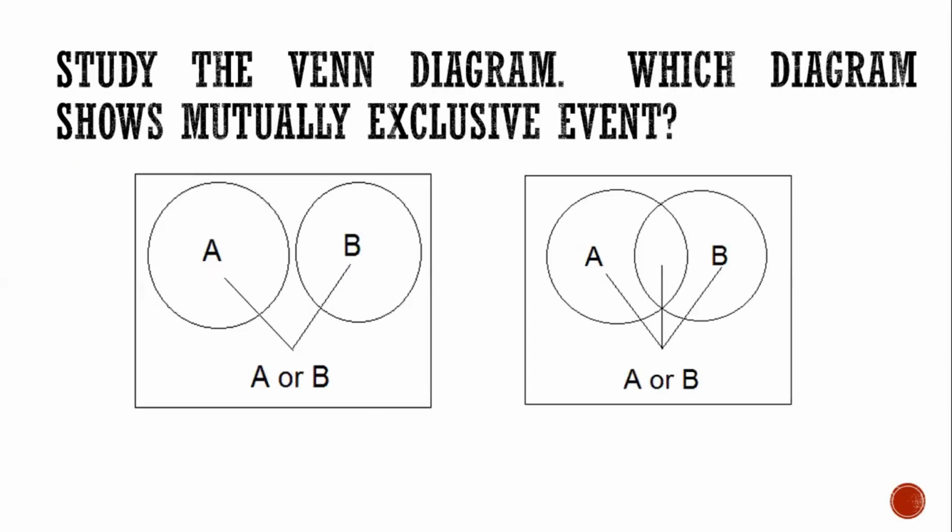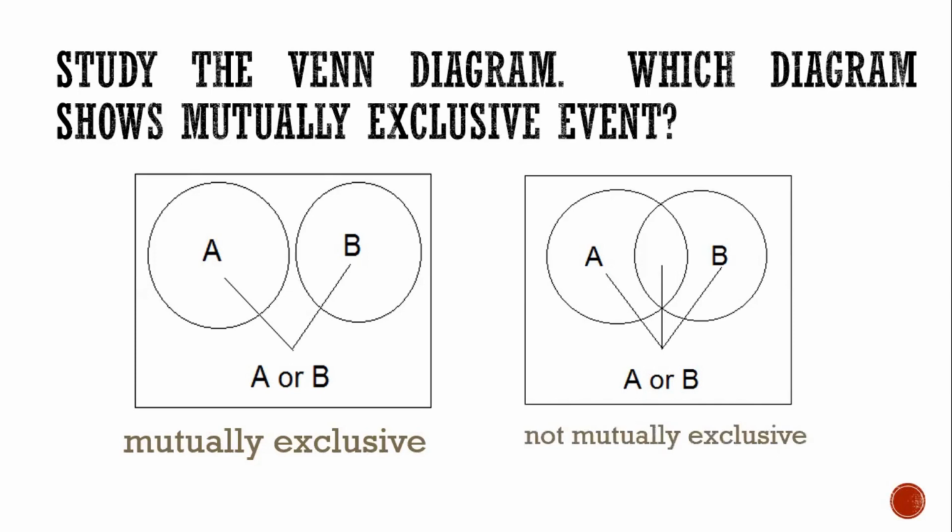So let's study the Venn diagram. Which one shows mutually exclusive events? The first diagram or the second diagram? Yes, you're correct. The first diagram shows mutually exclusive events. When you say mutually exclusive, the two events cannot happen at the same time, therefore there is no intersection. And if there is an intersection, it means that the two events can happen at the same time, therefore it is not mutually exclusive.